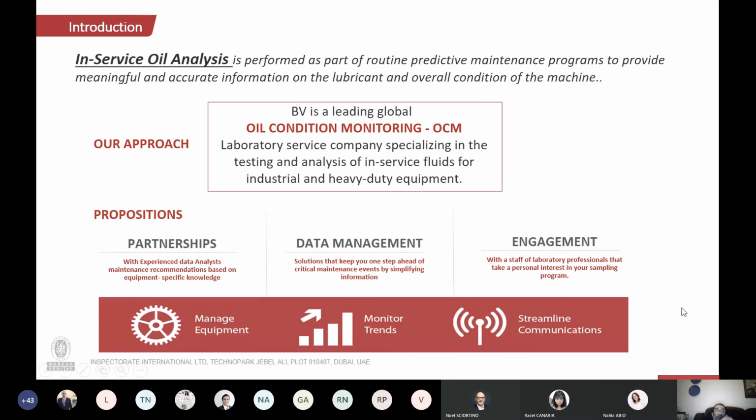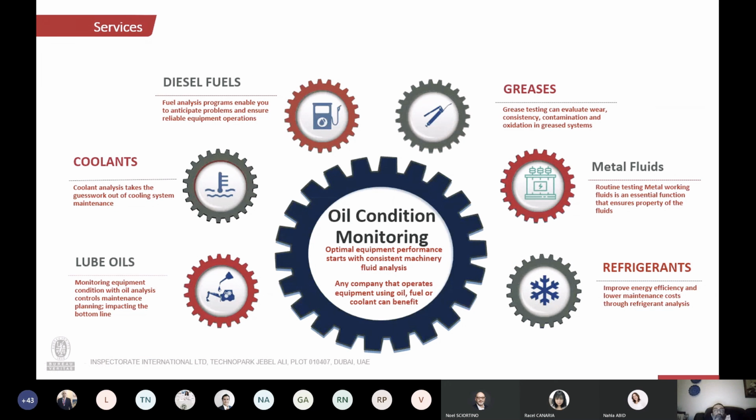So to start with, the services we offer under the umbrella of the oil condition monitoring program: we are testing the fluids which are affecting the machinery operations, and mostly we are talking about diesel as a fuel in certain engines, or natural gas to some extent, and greases which are used for lubrication. The testing there is to evaluate the wear, consistency and the contamination associated with the grease system.